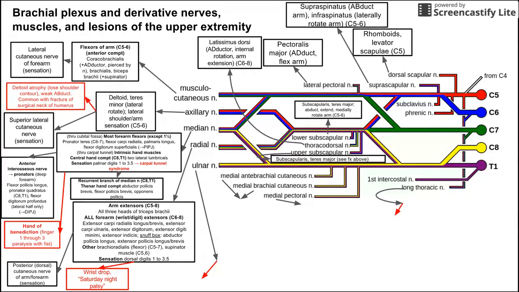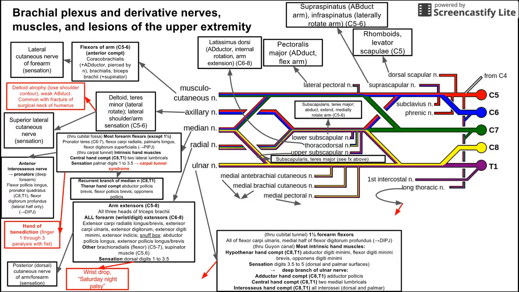Next up is the last of the terminal branches of the brachial plexus. We're going to talk about the ulnar nerve, and this one also has a bunch of functions, just like the last two. So the ulnar nerve traverses through the cubital tunnel to innervate 1.5 of the forearm flexors, as we alluded to before. As we said earlier, the ulnar nerve innervates half of the flexor digitorum profundus.